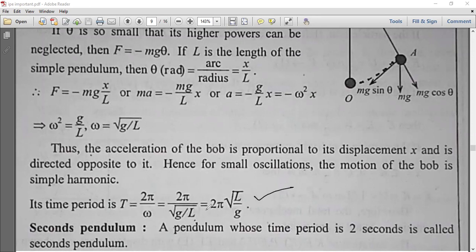Now what is a seconds pendulum? A pendulum whose time period is 2 seconds is called a seconds pendulum. If you write this line it is enough, because in the question they have asked what is a seconds pendulum. Understood? Right. So go through this once and let's move ahead.